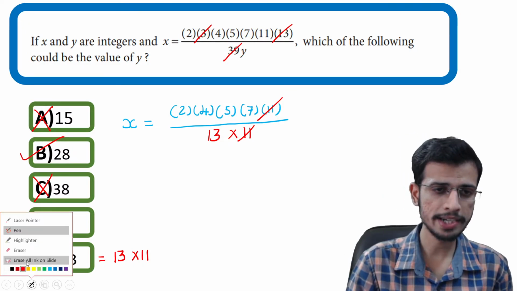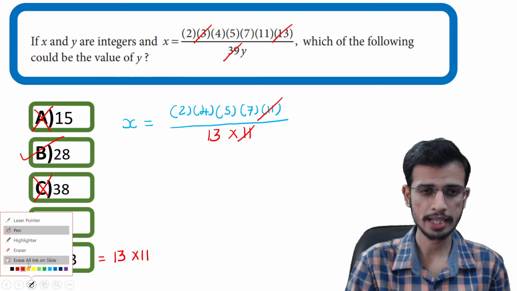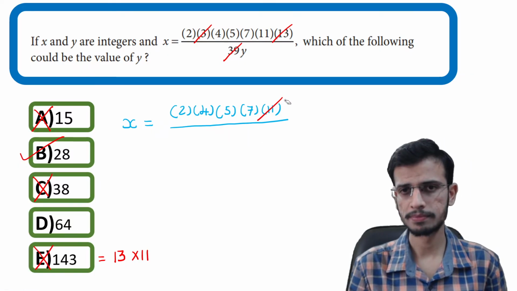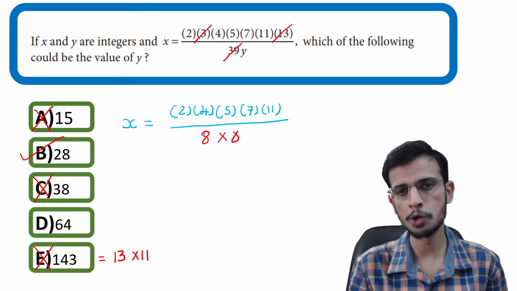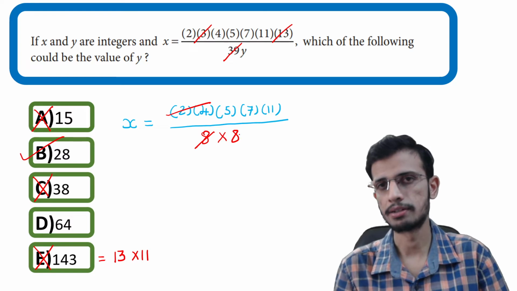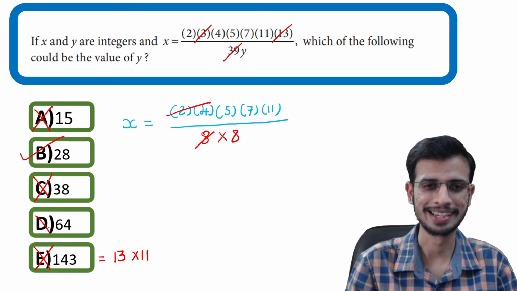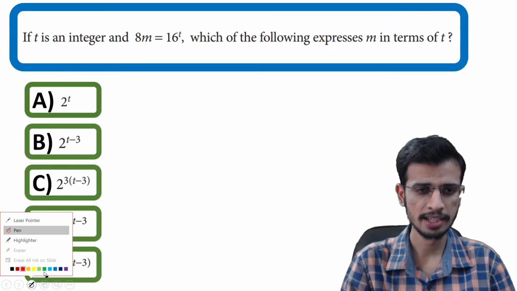And for option D, if we put 64, we can write 64 as 8 into 8, right? We will be able to cancel this 8 with 8, but we won't be able to cancel the second 8. So option D is also incorrect. Okay, so option B is correct, and let's move on to the next question.